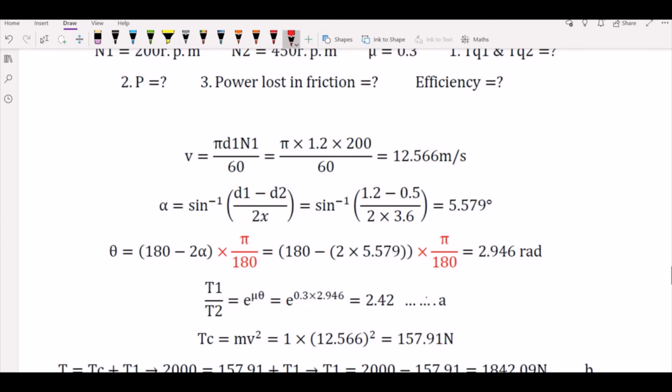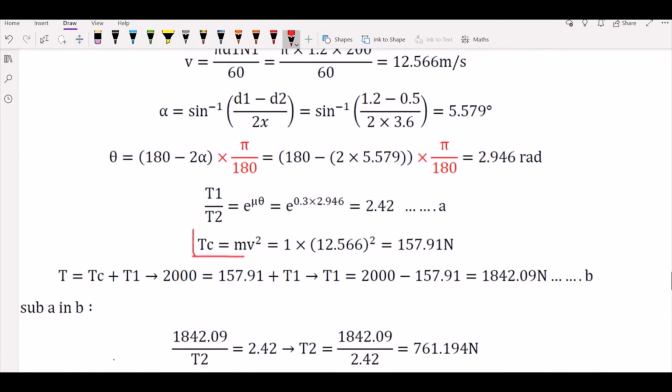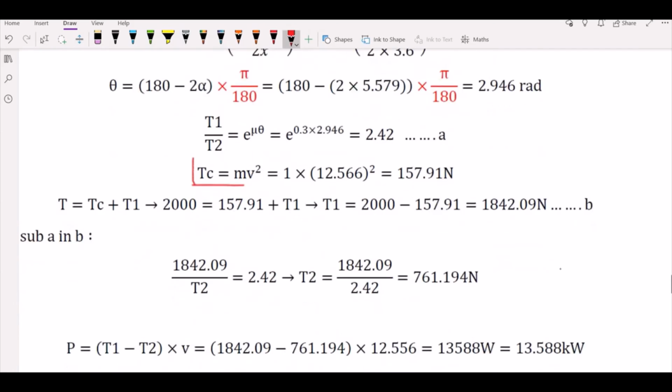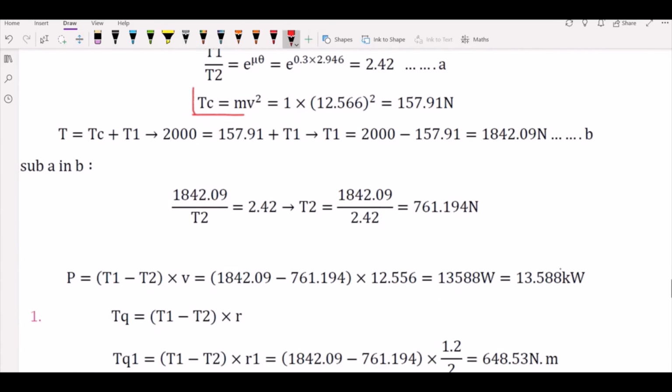We'll take this as case number 1, and here the centrifugal tension is considered, so Tc is equal to m v square. And next, if initial tension is considered, we know the relation T is equal to Tc plus T1. From this, take this as case B, substitute A in B, then you'll get the relation for T2. Once T2 is known, substitute over there, then you'll get T1. Then if T1 and T2 both are known, you can calculate your power.